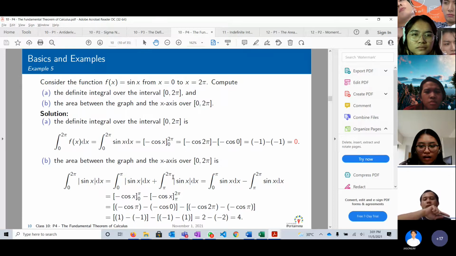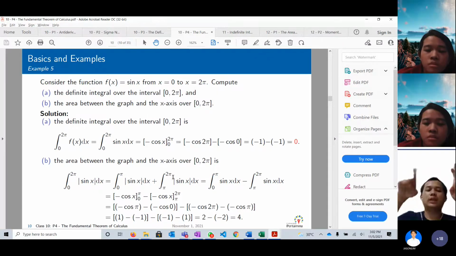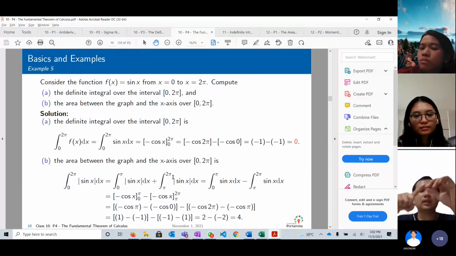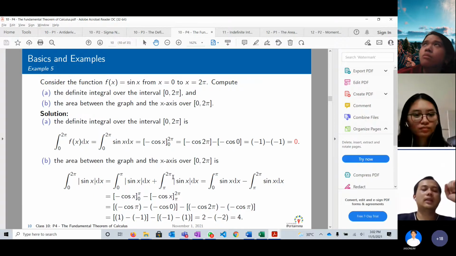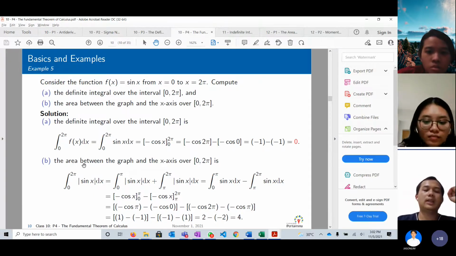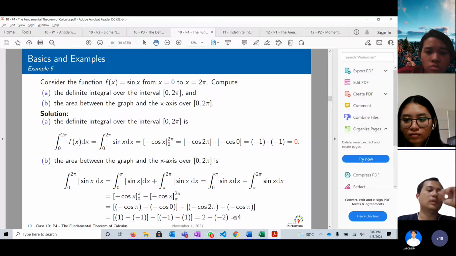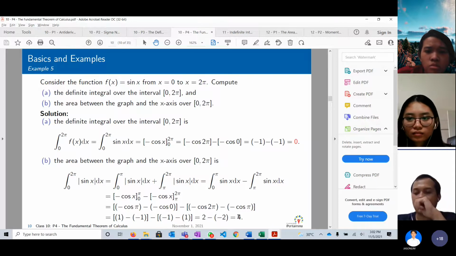Kita tahu bahwa fungsi sinus itu naik, turun, naik lagi. Dan dari 0 sampai pi, fungsi sin x selalu ada di atas sumbu x, selalu positif. Dan dari pi sampai 2 pi, dia selalu negatif. Karena di sini kita diminta untuk mencari area, maka kita menggunakan mutlaknya. And in this case, we have that the area is 4. For this example, is it clear?